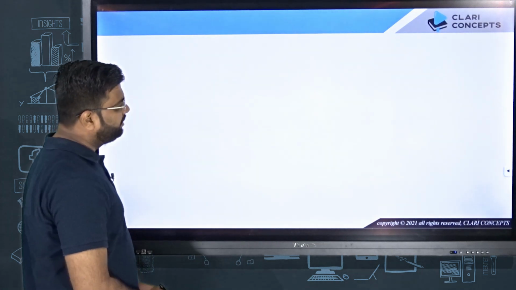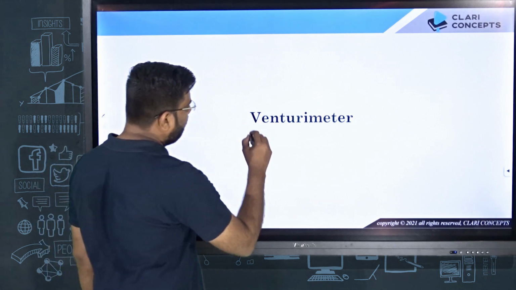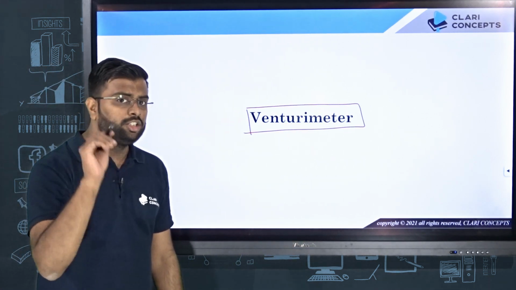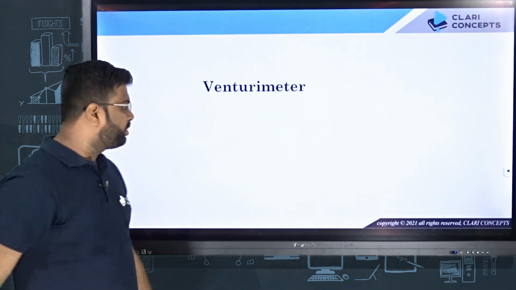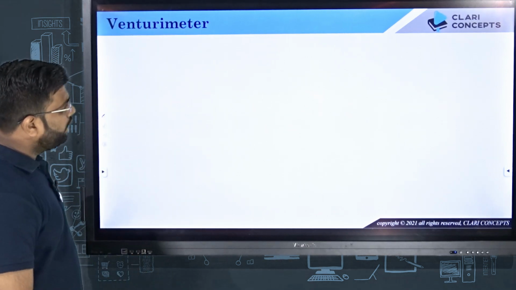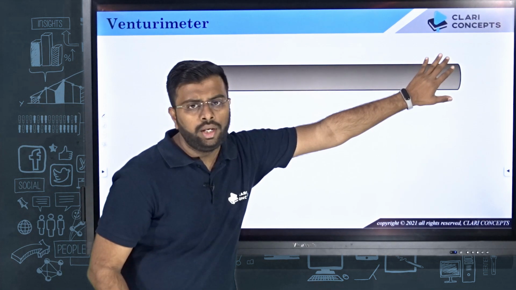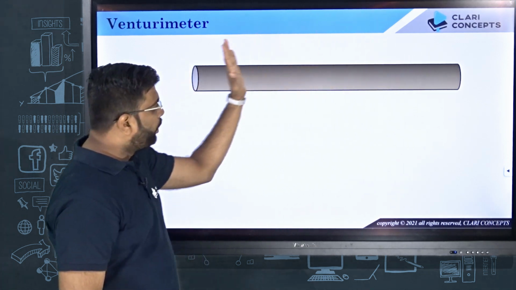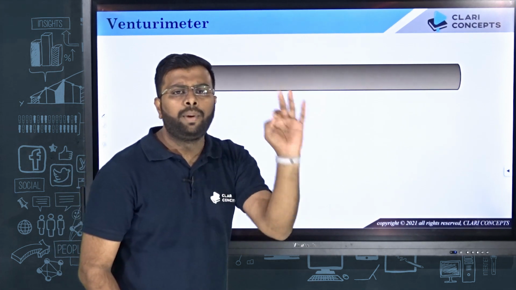Venturimeter. So today in this lecture, we will be talking about this device called Venturimeter. So I request you to please pay close attention. This is a really very important lecture. Okay, so let's say this is a pipe through which a fluid is flowing, and you would like to measure the flow rate of the fluid flowing through this pipe. So simple, mount the Venturimeter.